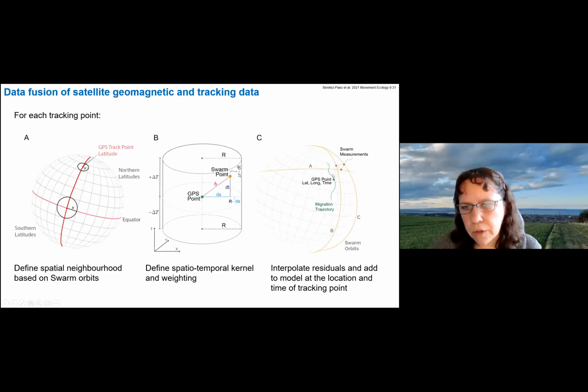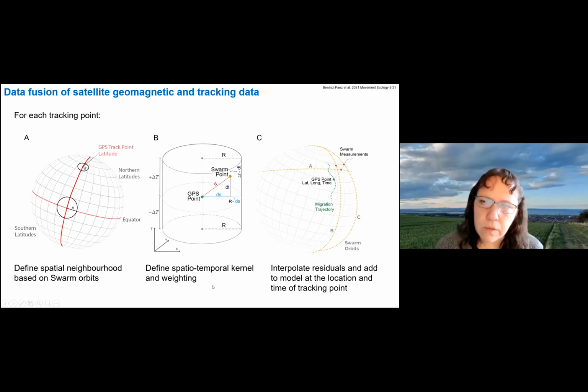So basically I'll go from right to left here. We look at our GPS point. For each GPS point on our bird trajectory or animal trajectory, it doesn't have to be birds, we find the nearest satellite points and we take the residuals from the satellite points and we interpolate them using a space-time kernel, which I will talk about in a moment. And then we take these interpolated residuals and plop them on the model from this lower elevation at the location and time of the GPS point.